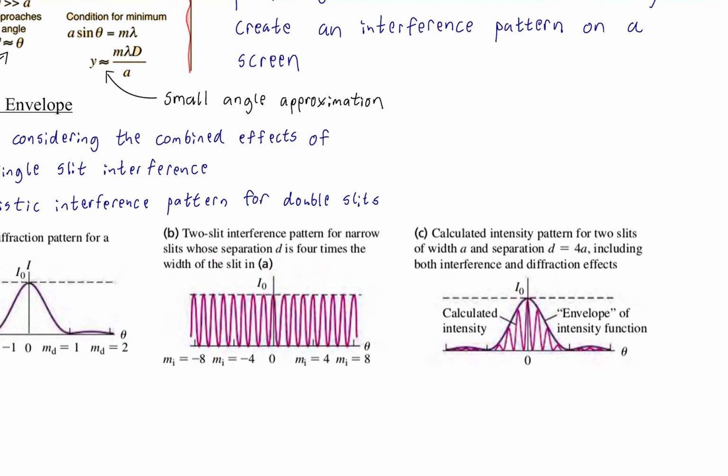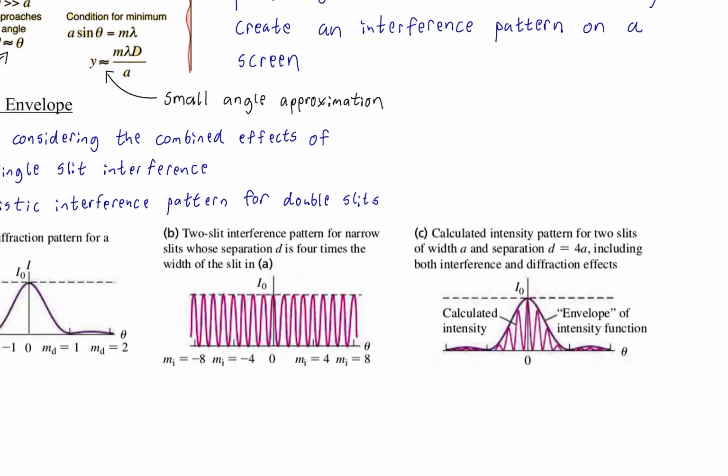So the calculated intensity pattern, and we're not going to talk about the equation for how to calculate this intensity, so think of this as more qualitative. For the two slits of width a and separation distance equal to 4a, so 4 times wider than the individual slits, including both interference and diffraction effects, it looks like this. And there's the envelope of the intensity.